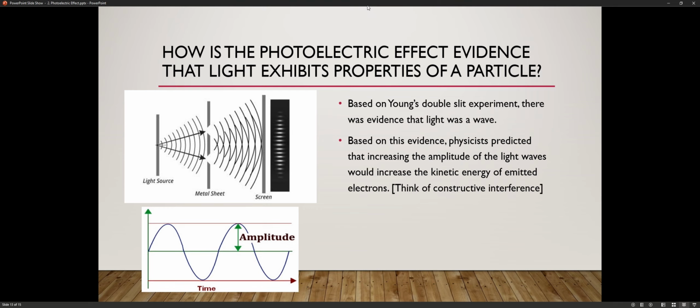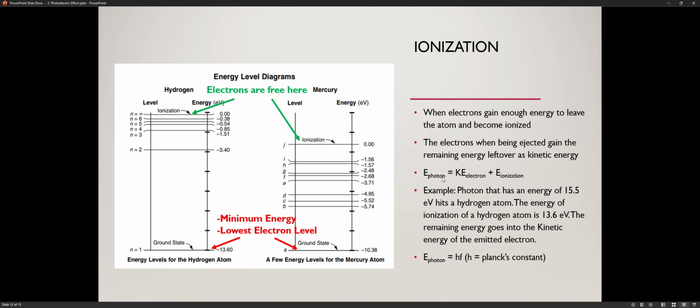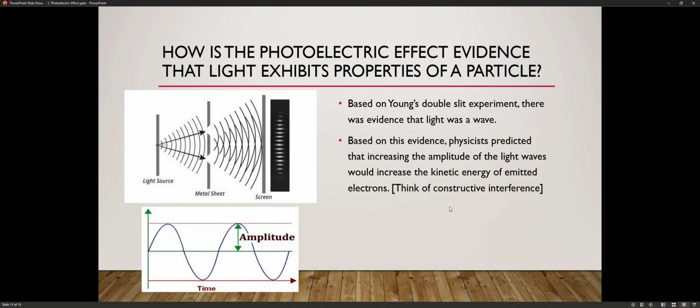If you go back to a previous slide and look at this formula right here: if you increase the energy of the photon and the energy of ionization stays the same, meaning the energy required to emit the electron stays the same, then the kinetic energy of the electron is going to increase. That's what this formula predicts, and that would provide further evidence that light was a wave.